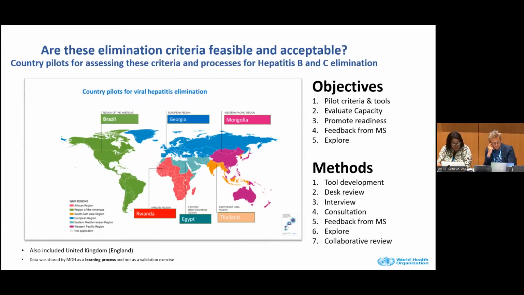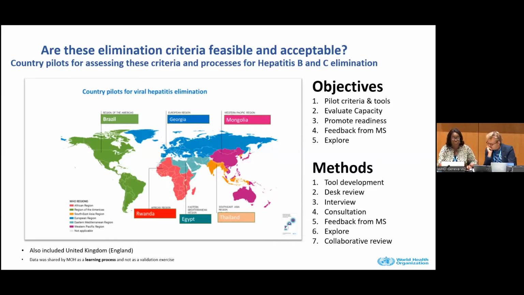Are they acceptable? And that is why we carried out these country pilots for assessing these criteria in 7 countries, as shown in this graph. The objectives were 5-fold, as you have seen, and the methods include the development of the tool for assessment and desk review. We interviewed people in the 7 countries and we had consultation and feedback from them. And it gave us an opportunity to explore what the countries have and what we need to go to determine if these criteria are feasible.